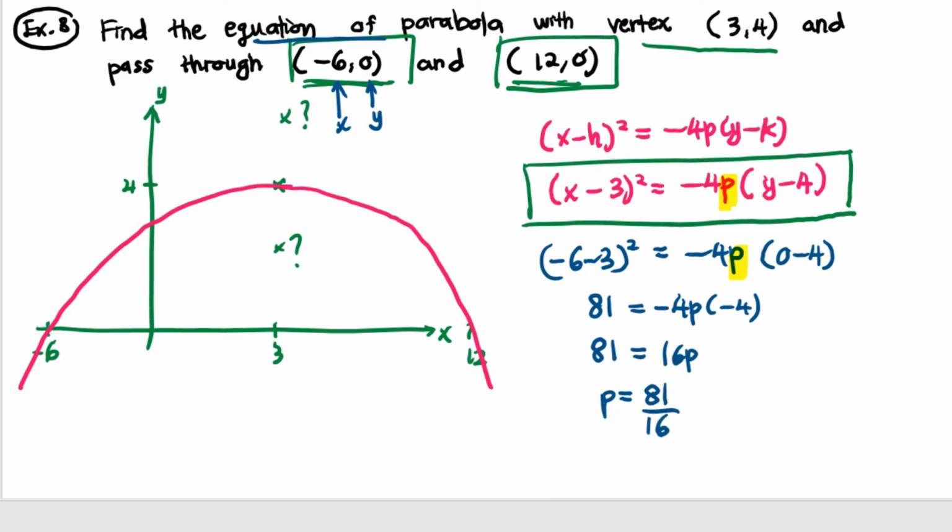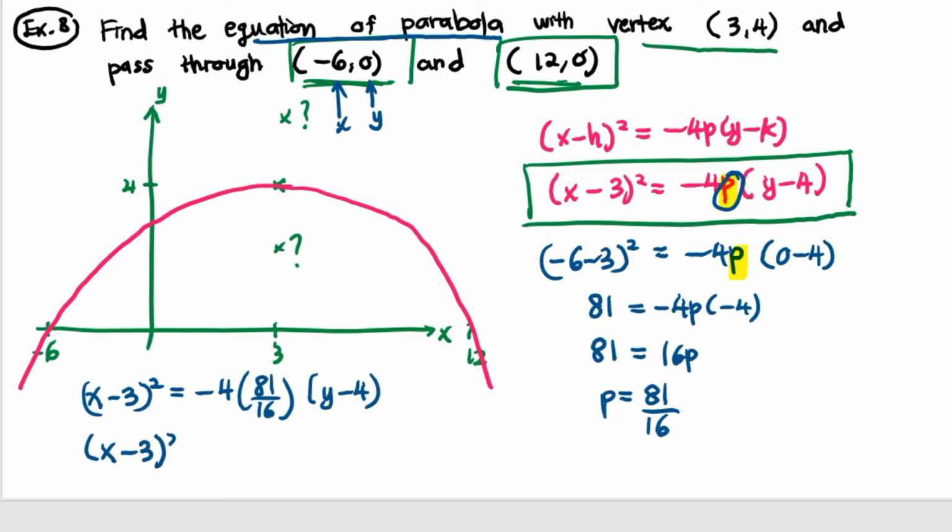But we want to find the equation of the parabola. Therefore, you just need to substitute the value of p, which is 81 over 16. So our final answer, let me write it here: (x minus 3) squared is given by negative 4, with p being 81 over 16, times (y minus 4). Simplifying this equation, we have (x minus 3) squared equals negative 81 over 4 times (y minus 4). That's the final answer for this one.